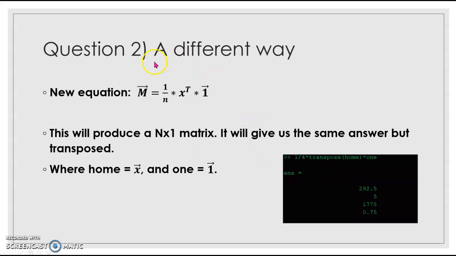Now, we also have another way of doing it. We have the mean equals 1 divided by n times the transpose of X times the matrix 1. This gives us the same result, but the result is transposed. Instead of a 1 by n matrix, we get an n by 1 matrix. Same exact values, just expressed in a different way. I have a little example here, and this is an n by 1.